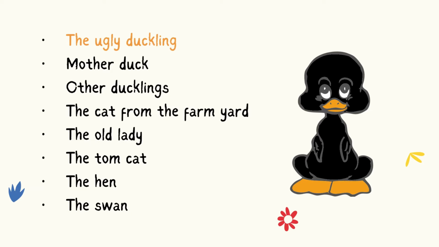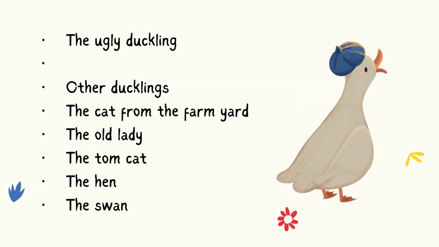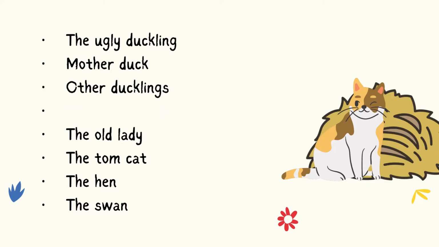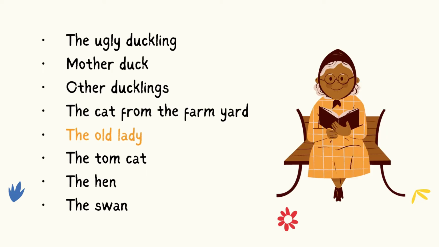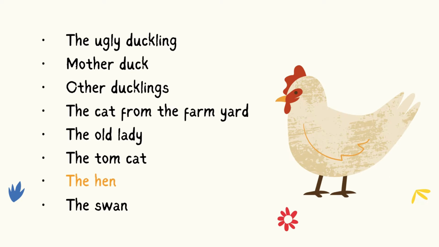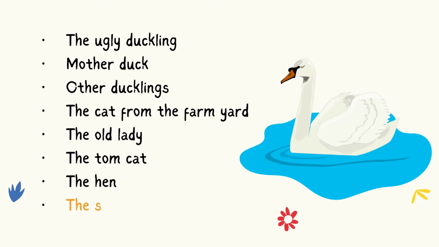The ugly duckling. Mother duck. Other ducklings. The cat from the farmyard. The old lady. The tomcat. The hen. The swan.